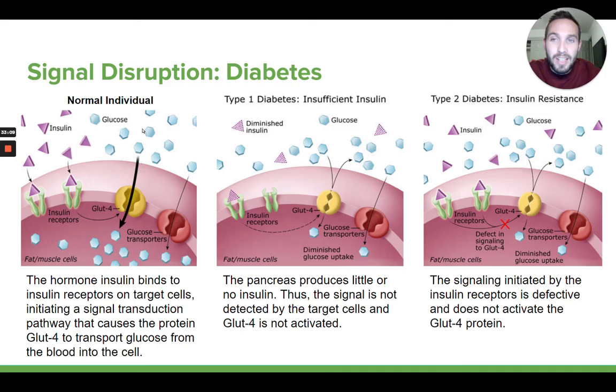So it's supposed to take the glucose from your blood and transport it into your cells. It's supposed to help increase the amount of glucose going into your liver cells and into your fat cells and into your muscle cells. That's what's supposed to happen.